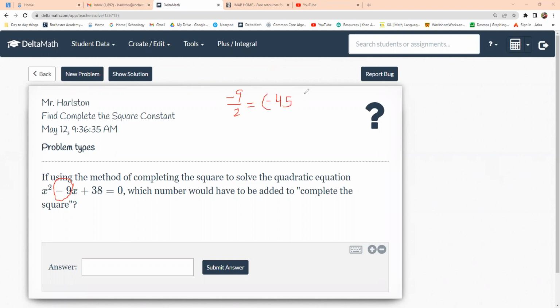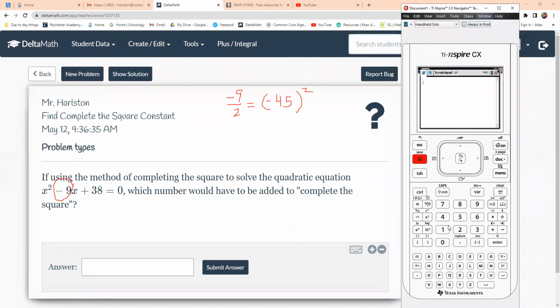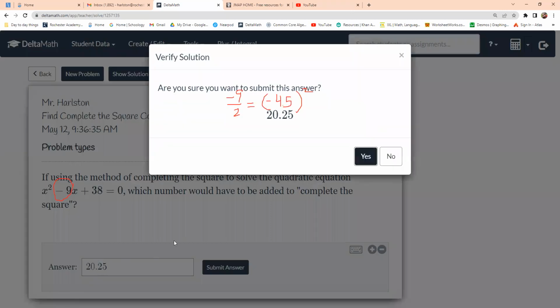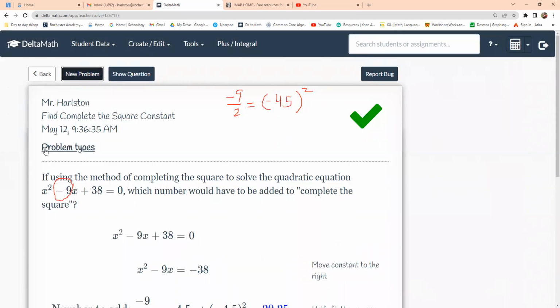And then what I need to do is square this. Let's get the calculator so you can see what I'm doing. So the calculator is right here. Make sure to clear. Parentheses, negative 4.5 squared. And that is 20.25. So if I come here, that's 20.25. That's correct. All right, so let me erase this.